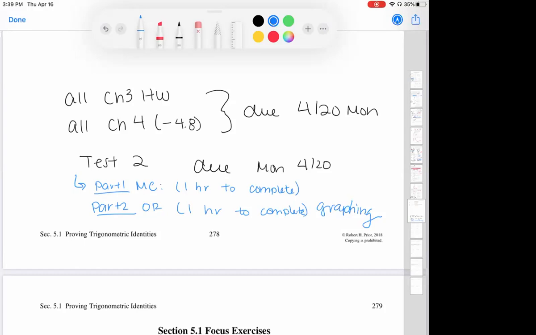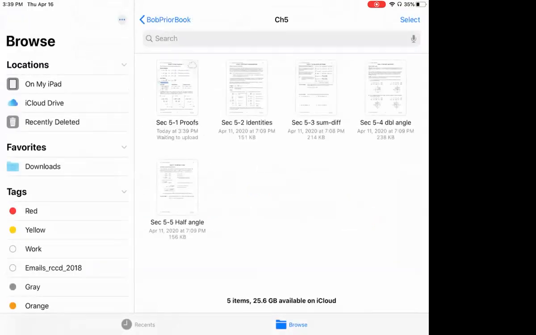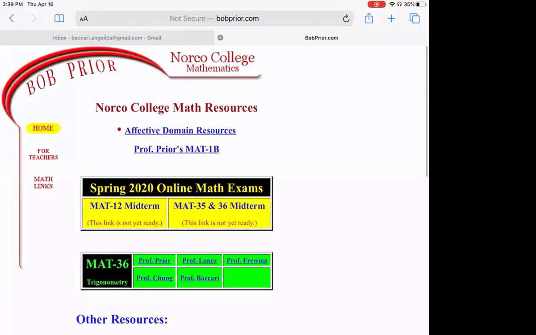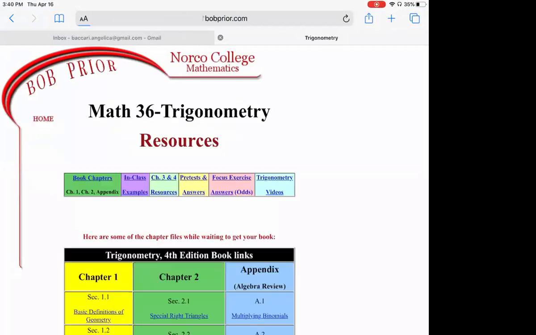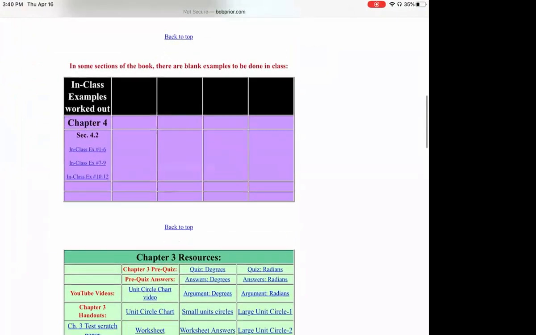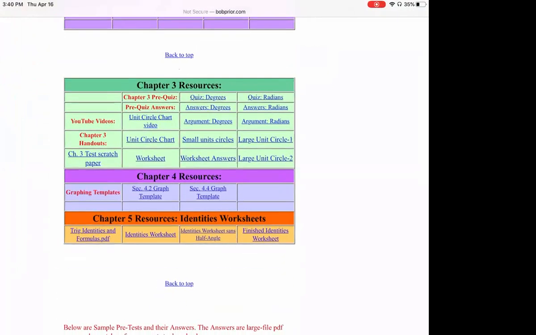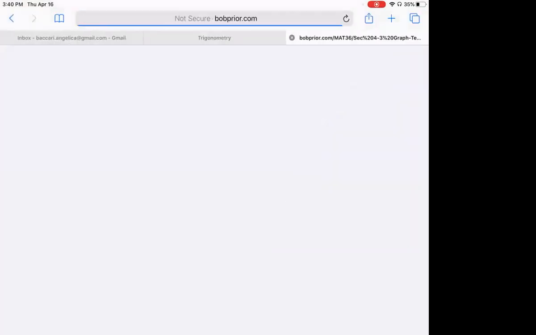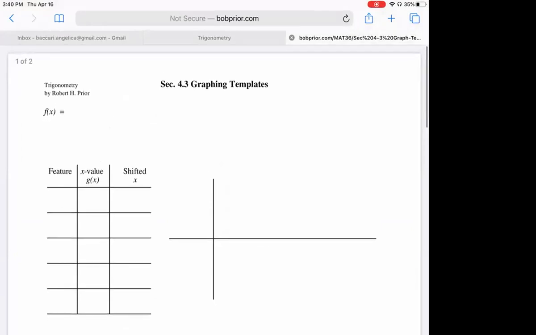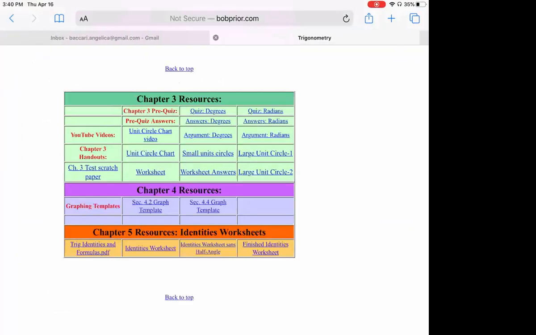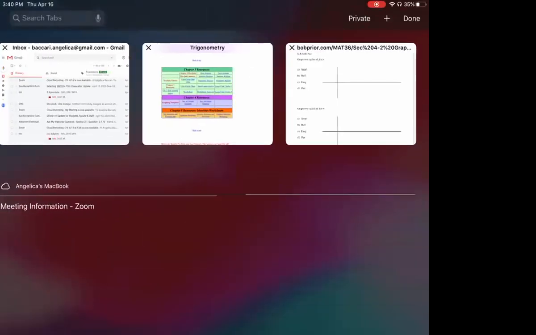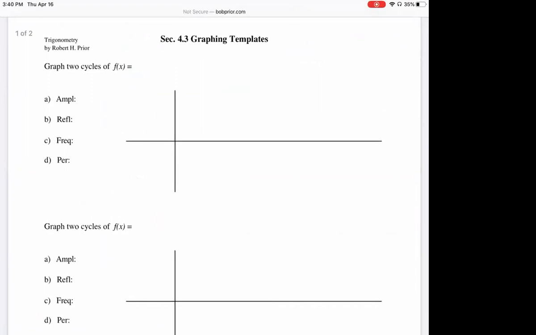On part 2, I'm going to attach an image that looks like your Bob Pryor scratch sheet that he has for you. So if you click on my name, under chapter 3, there's resources. And it gives us a graph template. I'm going to upload something like this so that you have it for your graphs. A portion of it will be a shifted one and also an original one. But you'll have a template that you'll have to fill out for each one of your graphs.